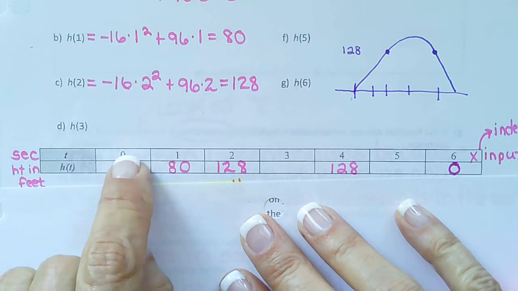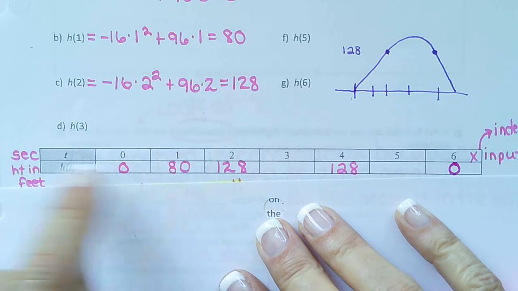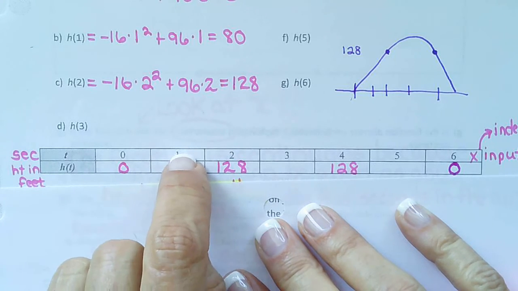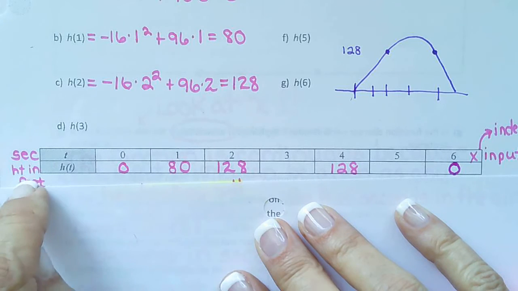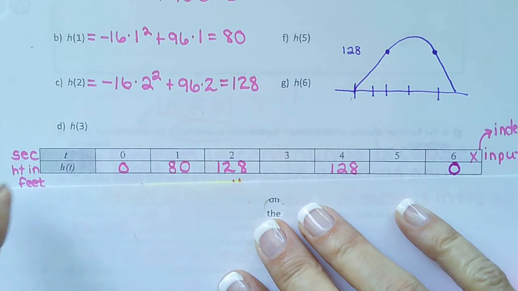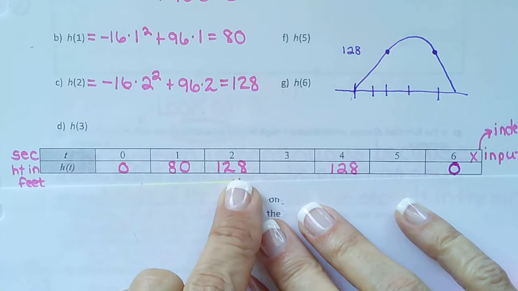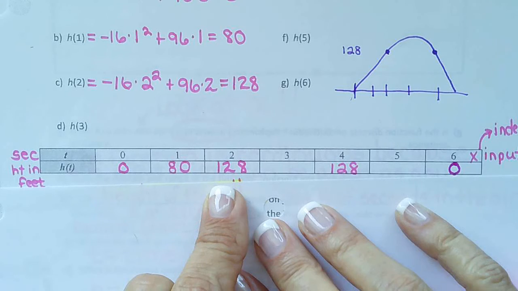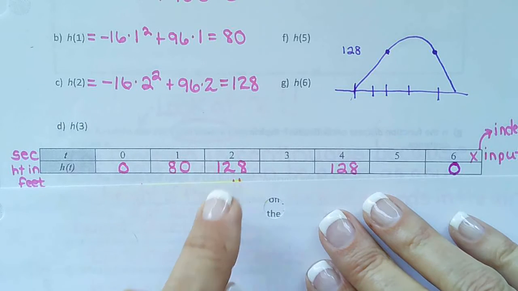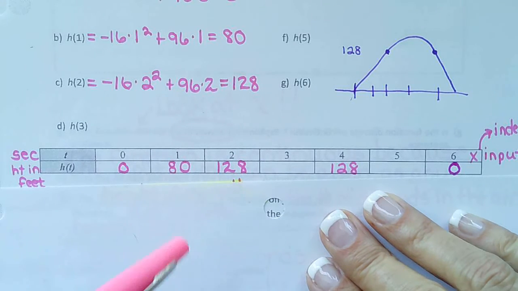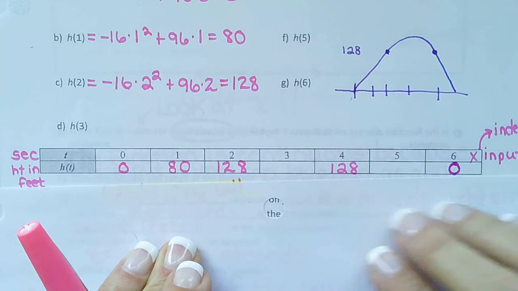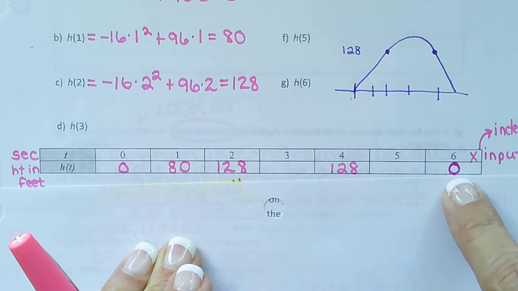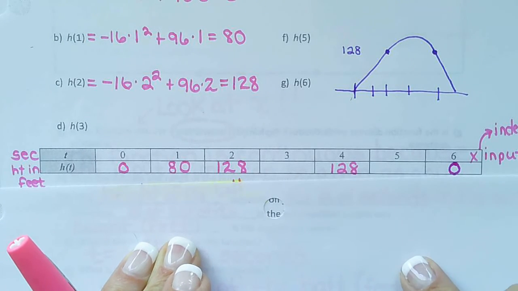Just so, because they're going to ask me to write sentences about these later, so then I can go, after 1 second, the ball is 80 feet high. After 2 seconds, the golf ball is 128 feet high. So I like my labels here so that when they ask me to write a sentence, I always know what to put in my sentence, what labels and things. 6 and 0, they give you on the next page, so that was filled in later.